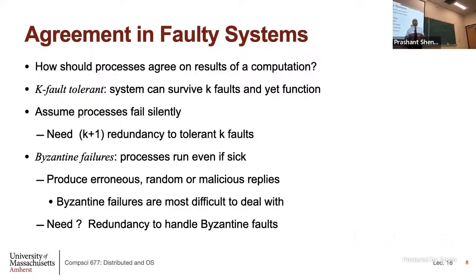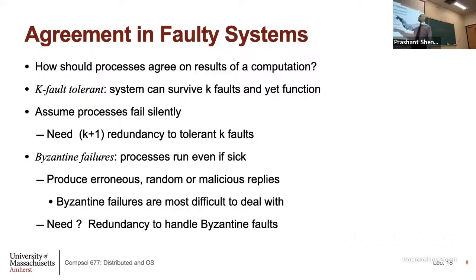Let's start with crash fault tolerance. Okay, crash fault tolerance simply says that a process either works and it is up, it produces the right result, or it crashes. So how can you make a system fault tolerant to crashes? So you basically create replicas. You will have some number of replicas so that even if other replicas crash, the ones that are up can continue to produce results.